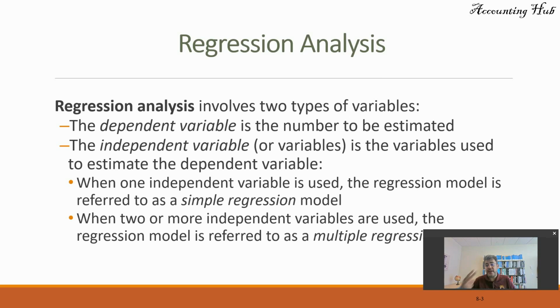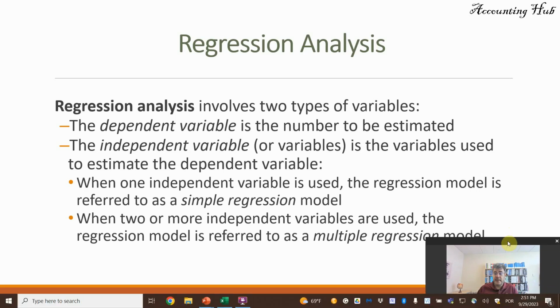So we have two types of variables. The dependent variable is the number to be estimated. For instance, what we will be working on later, revenue and advertising expense. The revenue is the dependent variable. This is the number that we want to estimate. The independent variable, ad expense, is the variable used to estimate the dependent variable. If we are working with only one, ad expense and revenue, it is a simple regression model. Two or more, ad expense plus number of stores, we are talking about a multiple regression model.